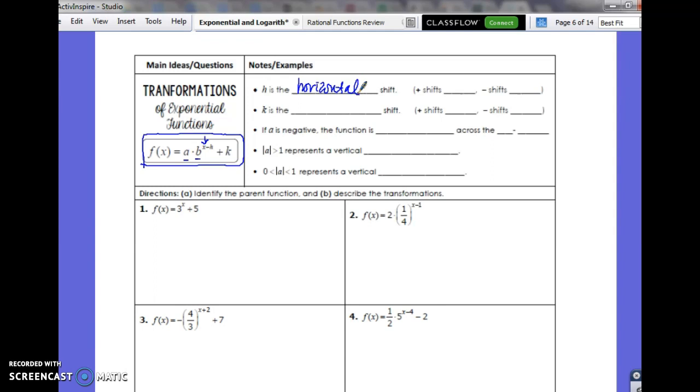And this is the one that's backward from what you think it should be. If it's plus a number, it actually goes left. And if it's minus a number, it goes right.